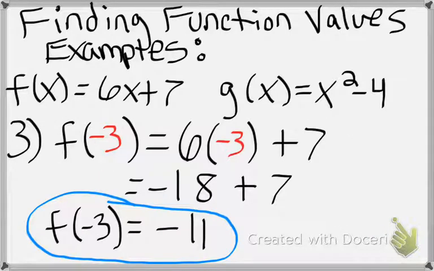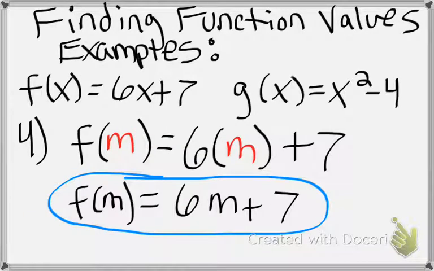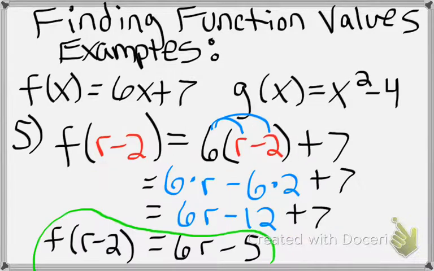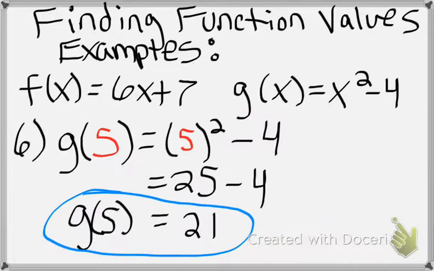Plug in negative 3, order of operations, combine like terms, you're done. Plug in m, literally you just replace the x with the m since there were no operations to do. You can't do 6 times m, it's just 6m. Plug in r minus 2 in x's place. Well look, you now have an option to do the distributive property. Do the distributive property and then combine like terms and you're done. For this one, just plug in 5, follow the order of operations, combine like terms, and you're done.